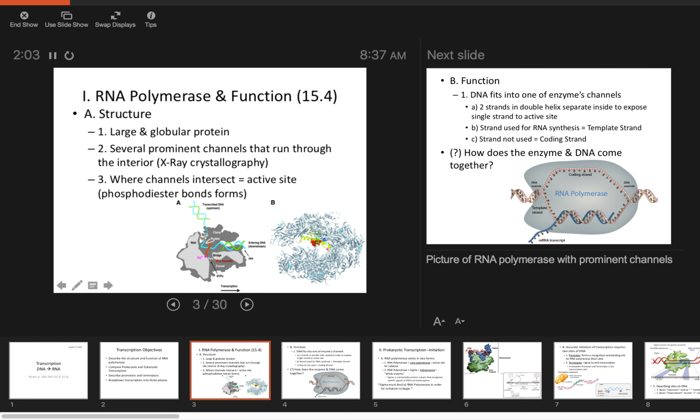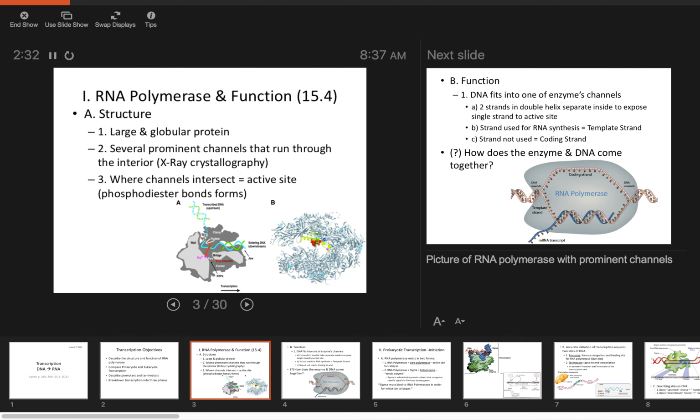So RNA polymerase and its function. Here's kind of a cartoon diagram of it. If you were to cut it in half and take a look at it, you can see that there are 3 tunnels or 3 openings. They call this part the jaw. The DNA, the double helix, enters, and then inside is a wedge, if you will, that exposes or unzips the DNA, so we have a strand that we can copy.